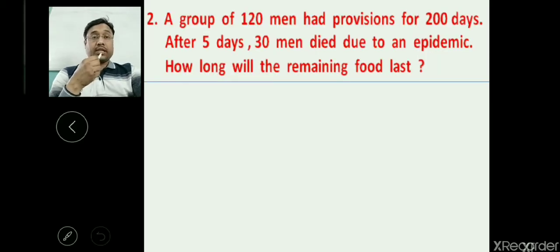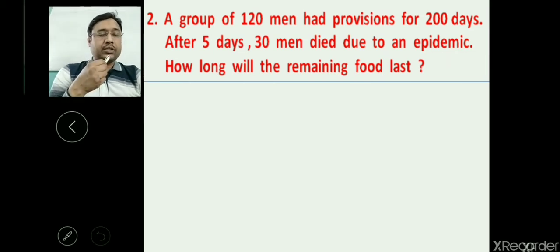Then the next question, second question: a group of 120 men had provisions for 200 days. After 5 days, 30 men died due to an epidemic. Nowadays also we are seeing a pandemic condition due to COVID-19, and many people died due to this. So a similar situation here: after 5 days, 30 men died due to an epidemic. How long will the remaining food last?